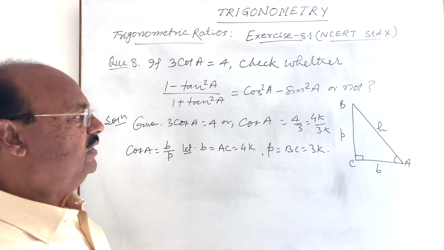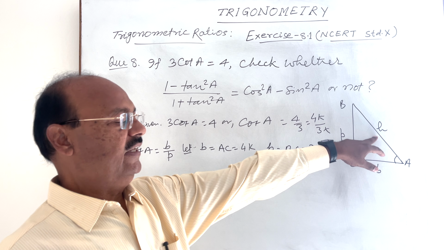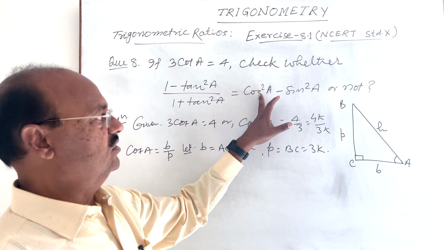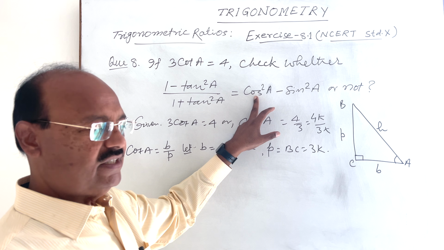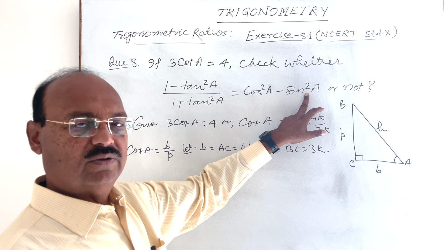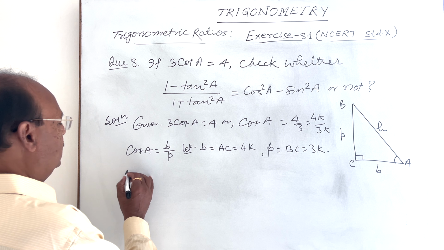So first of all, what do we have to do? We have to find out the value of H. Then only we will be able to find cos A and sin A, because cos A is equal to B by H and sin A is equal to P by H. So H will be required here. And we can find out H.